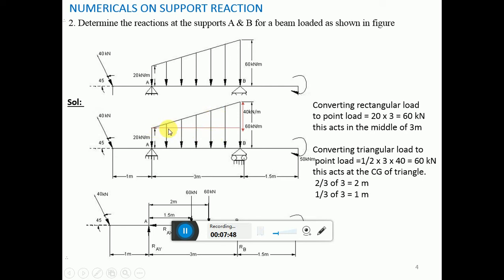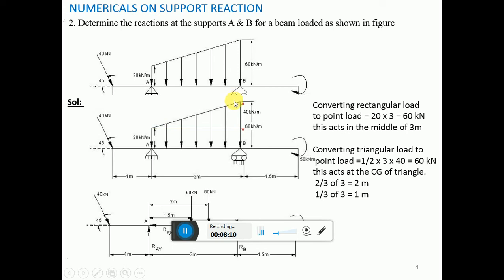That is, for the rectangular or uniformly distributed load, it is 20 kilonewton per meter into 3, which becomes 60 kilonewton. Where does it act? The CG of a rectangle always lies in the center. So 1.5 meter from here, 1.5 meter from here. So the point load will be acting at a distance of 1.5 meter from the point A.